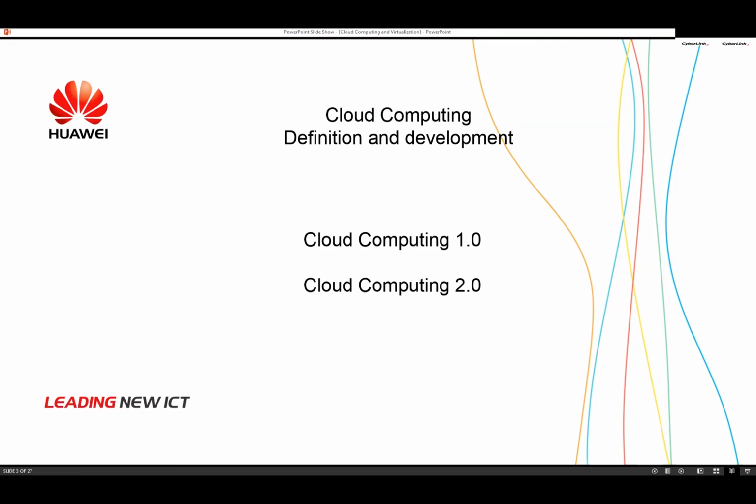Now, there are three phases of cloud computing in terms of transforming the enterprise IT architecture. It's cloud computing 1.0, 2.0, and 3.0. Today, we're only going to cover cloud computing 1.0. I'm going to define a little bit what cloud computing 1.0 and 2.0 are.